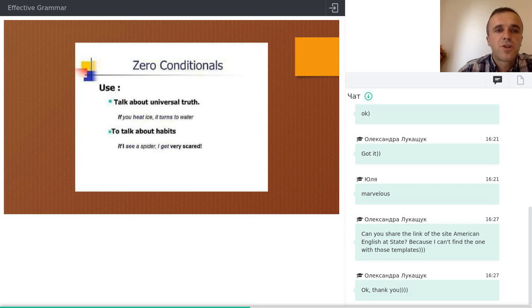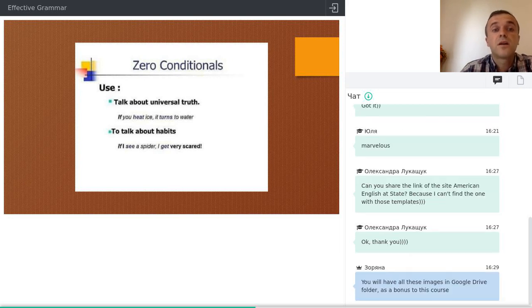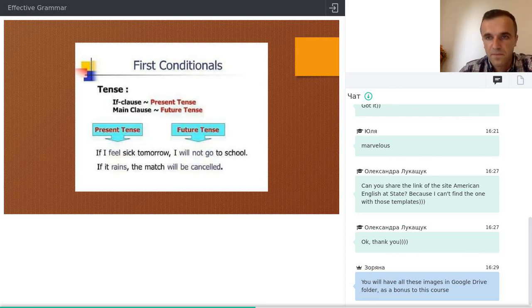Okay, some zero conditionals you can use. You can give some examples and the functions of zero conditionals to them, and you can ask them to make up their own examples with zero conditionals. Yes, in the Google Drive folder you can find all these editions and all these materials. All right, maybe you have some more questions.